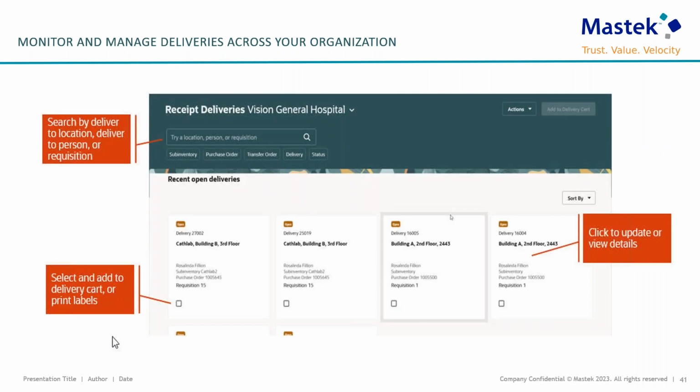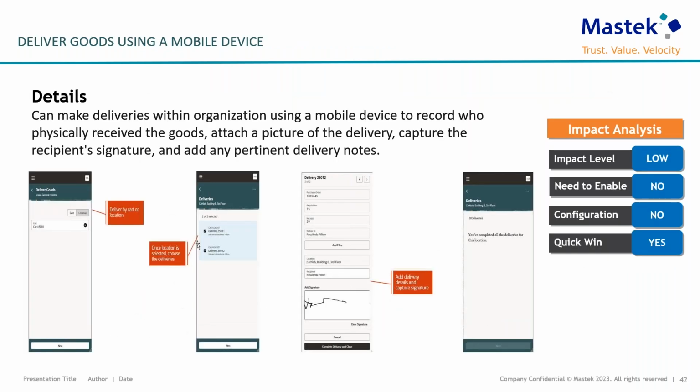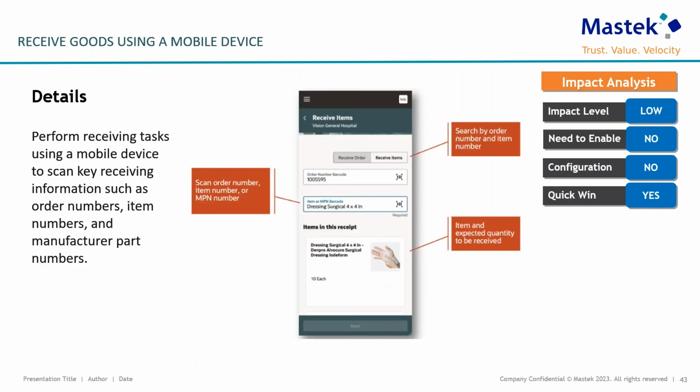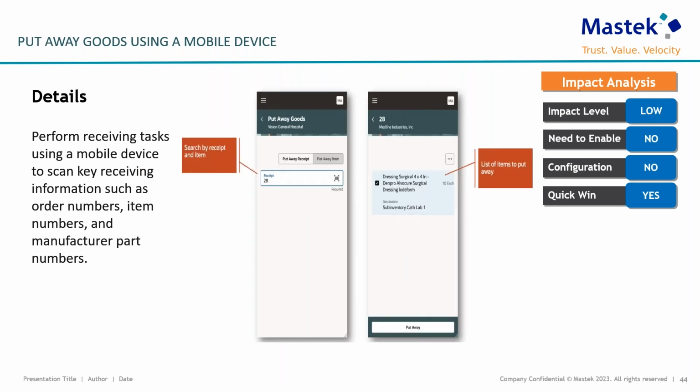Now we have different features for which we can use our mobile devices. First is delivering goods using a mobile device. The next one is we can receive the goods by using mobile devices, and the next one is we can now put away the goods using our mobile devices.